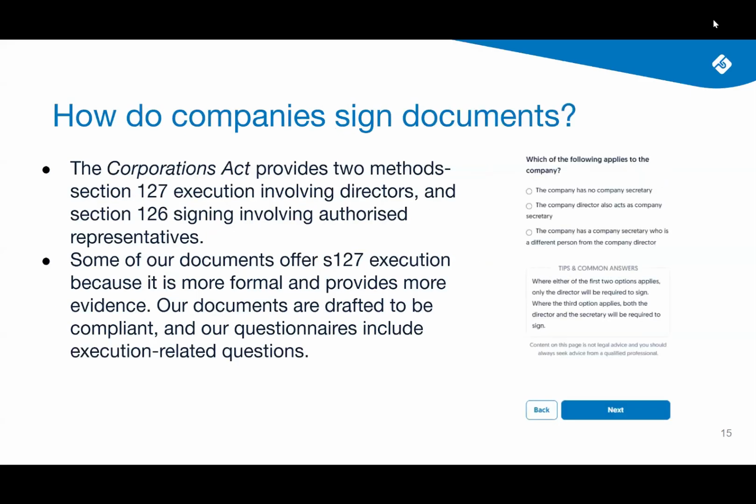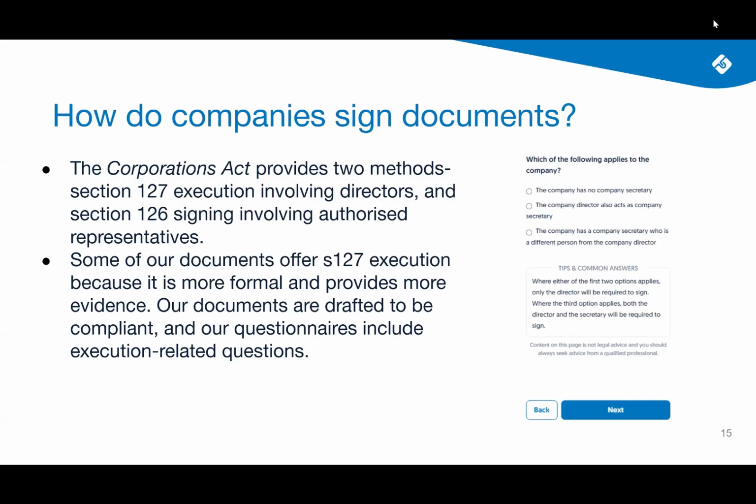So the Corporations Act provides two methods of signing. Section 127 execution, which is displayed here on the right, as in you'll be asked a series of questions which will determine whether a company director needs to sign, whether two company directors will sign, or whether a company director and a secretary will sign. These are the three ways companies can sign when using Section 127. Section 127 is more formal and provides more evidence.